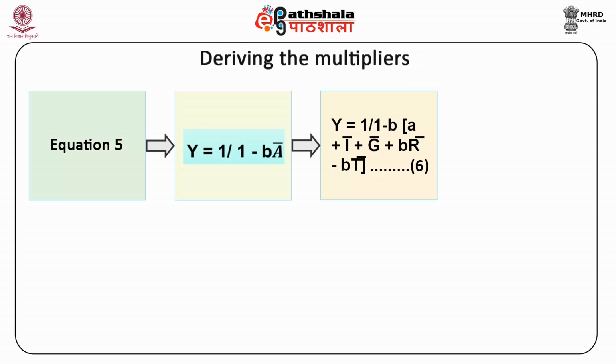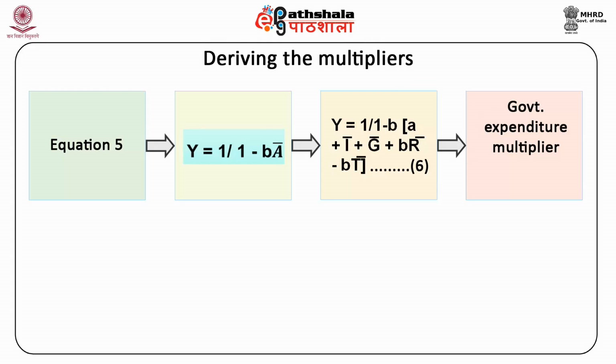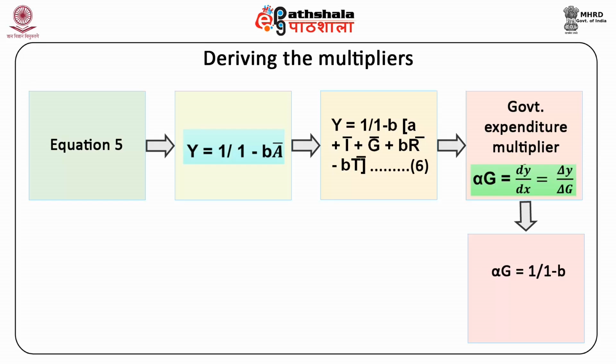We can derive the value of the following multipliers. Government expenditure multiplier equals alpha g equals delta Y by delta G equals change in Y by change in G, or alpha g equals 1 by 1 minus B. This is given as equation 7.